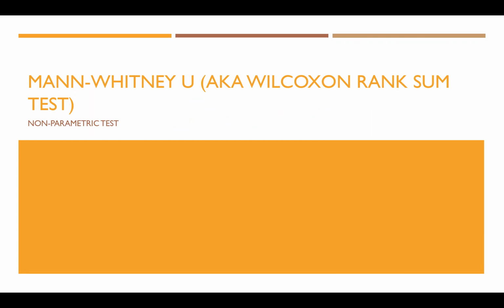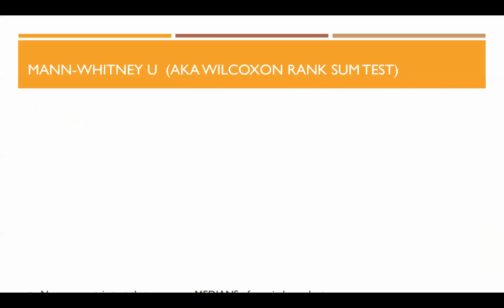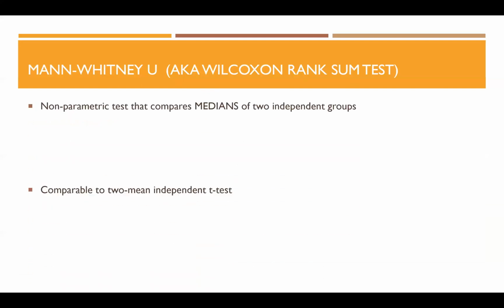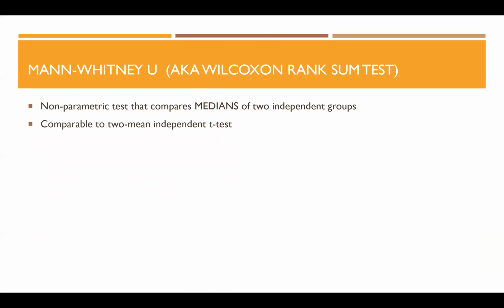A non-parametric test looks at the medians. The non-parametric test that is comparable to the two mean independent t-test is the Mann-Whitney U, also called the Wilcoxon rank sum test. Now we use the term Mann-Whitney, but the Mann-Whitney again is a non-parametric test that's going to compare the medians of two independent groups.